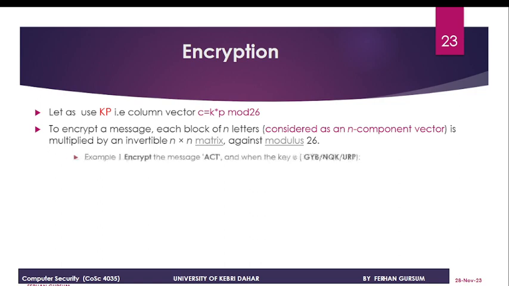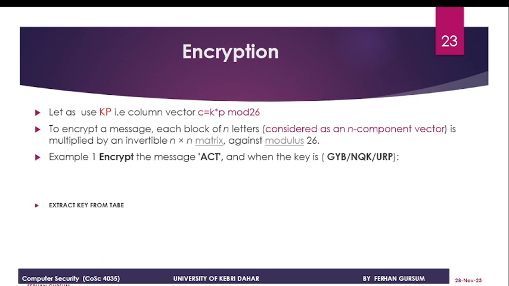Example 1. Encrypt the message ACT. We are going to use the key GYBNQKURP. So first of all, what we have to do is extract the key from the table.